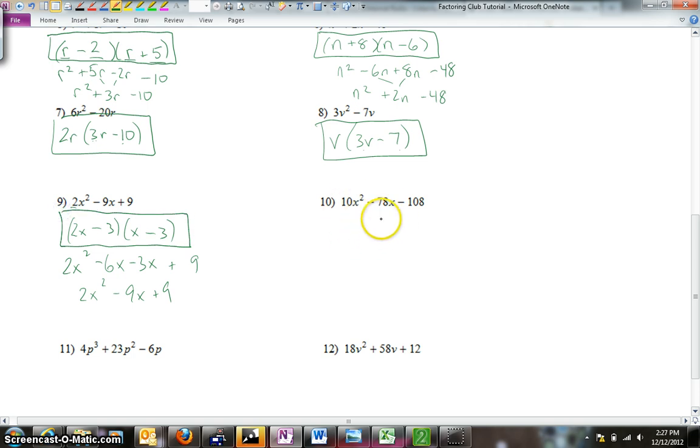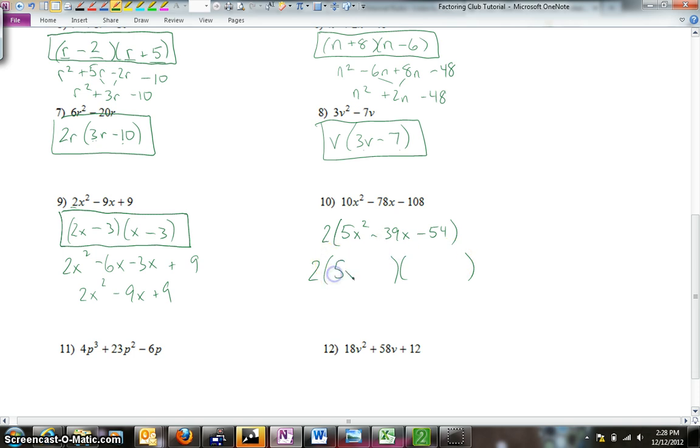All right, number 10. Looks like the greatest common factor is at least 2, maybe more. They're all even numbers, so I'm going to pull out a 2. That leaves me with 5x squared minus 39x minus 54. This is going to be a fun one. Let's see. It's not 2 terms, so I'm going to skip right over step 2, and I'm going to go straight to trying to unFOIL.